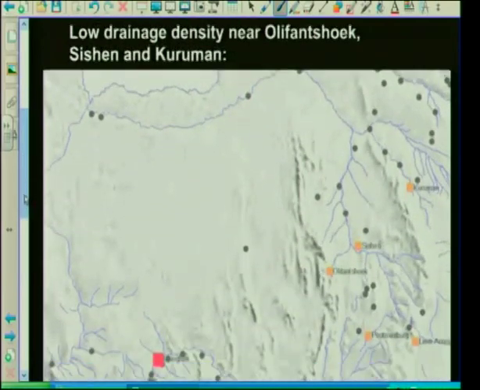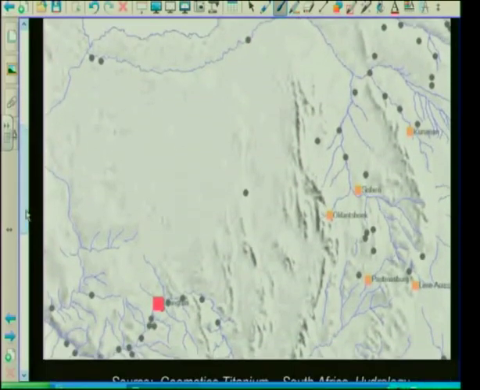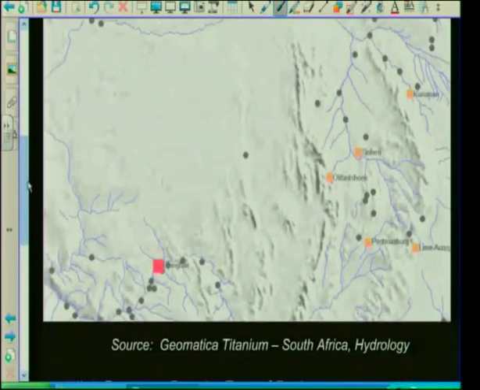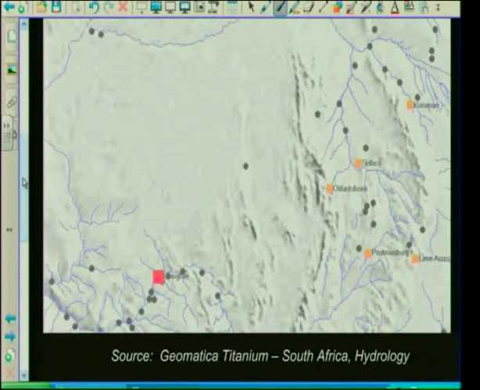All right, moving on. If we look at our drainage density, we've got a slide now that will show you a low drainage density for a certain area. This particular area is an area near Olifantshoek, Sishen and Kuruman. It is found in the Northern Cape, okay?